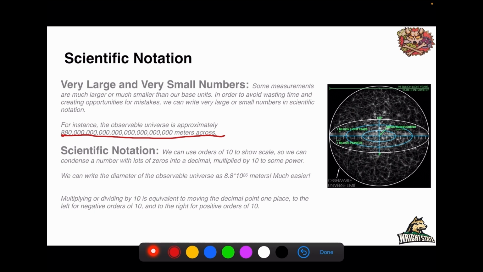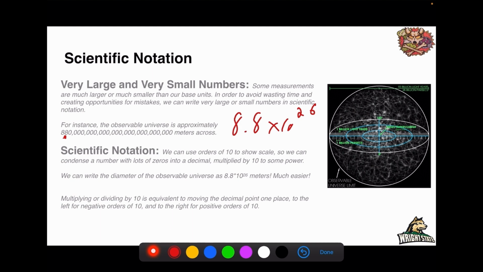So what I can do instead is put a decimal point after the first number that's not zero, and I'm just going to multiply it by 10 to whatever power to make this number a lot easier to digest. So I can just call this 8.8 times 10 to the 26th power, which means I'm multiplying 8.8 by 10 26 times. So we can use this to represent scale way easier.